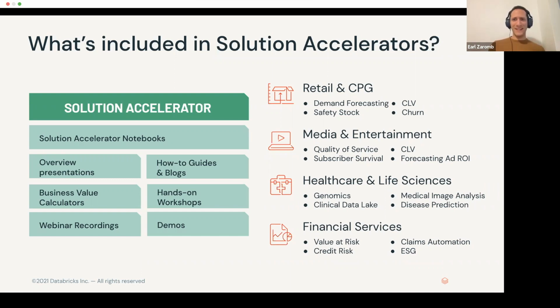But naturally, notebooks sometimes may be a bit overwhelming. So we actually have a lot of other collateral to help contextualize these notebooks, make them a lot more comprehensible and understandable. And this means, when we release them on our website, we have a blog post that's in very business-friendly language. We'll have video recordings of demos of these solution accelerators. We'll have overview presentations.